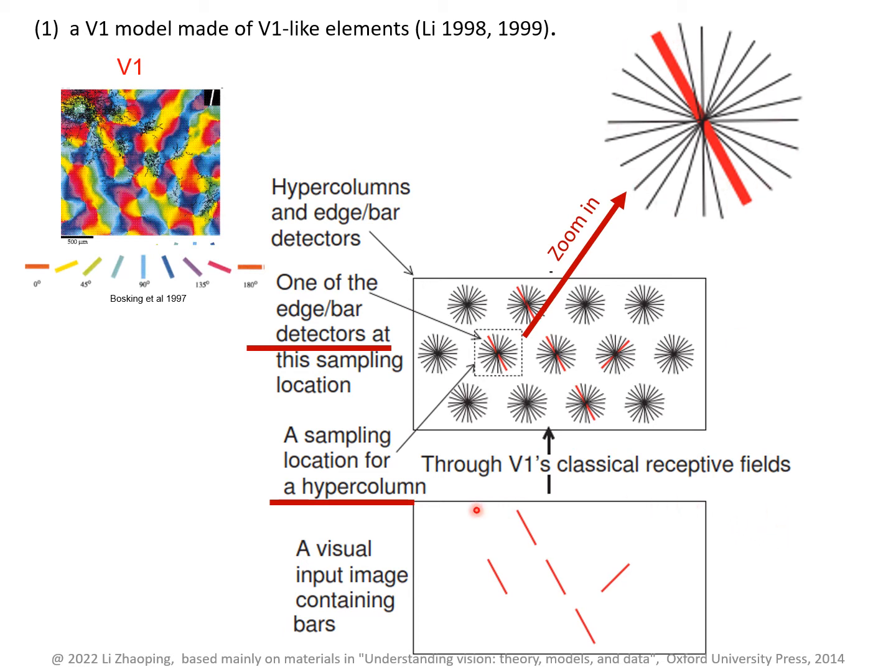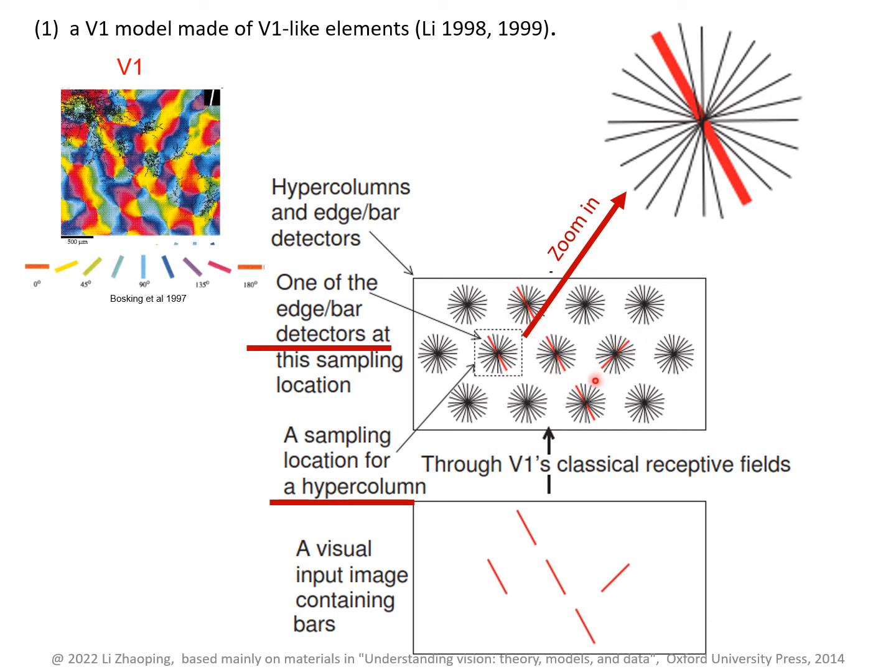So for example, if we have a visual image like this, it has 5 bars in the image, and these are sampled by these 5 sampling locations, and in particular sampled by these 5 bar detectors.